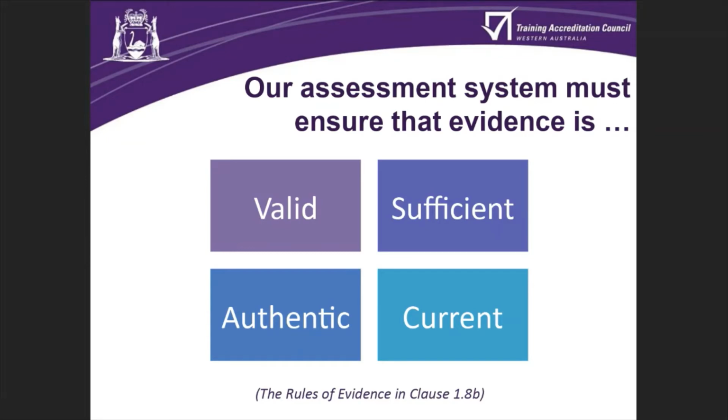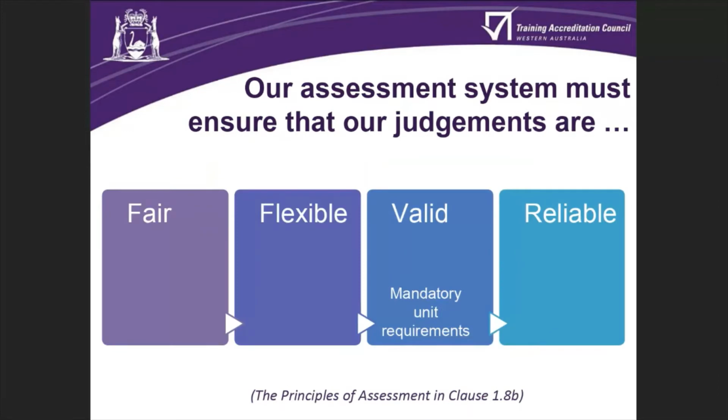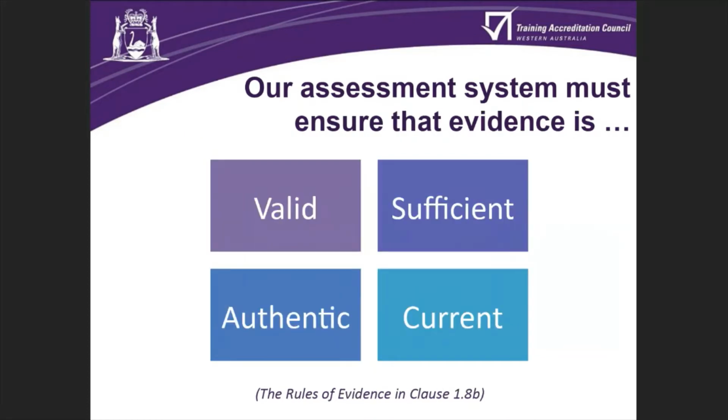So you can see that these four requirements for evidence are quite demanding, and we are basically saying, of course, that our assessment system must create an environment where we get fair, flexible, valid and reliable judgments, and our assessment system and policies must create an environment where we are able to say that the evidence is valid, sufficient, authentic and current. And these apply to any form of assessment that we adopt, including, of course, recognition of prior learning. So these are critically important demands, and we need to take these very seriously.